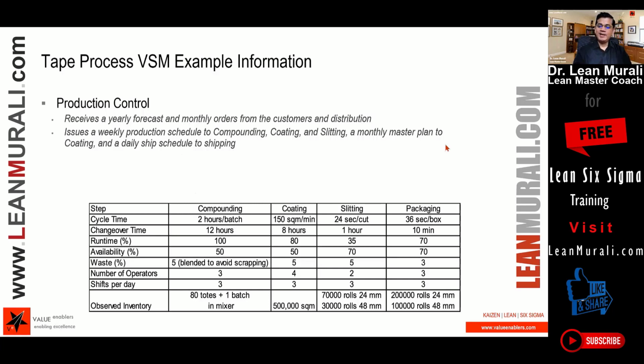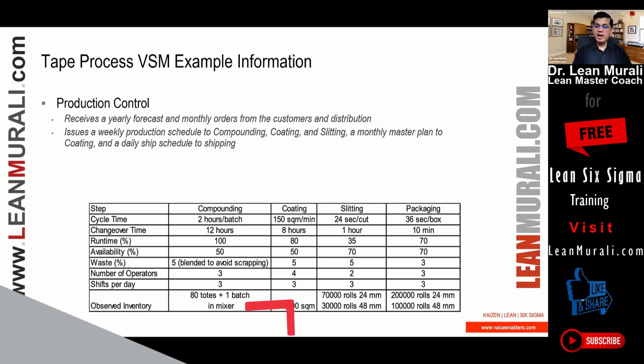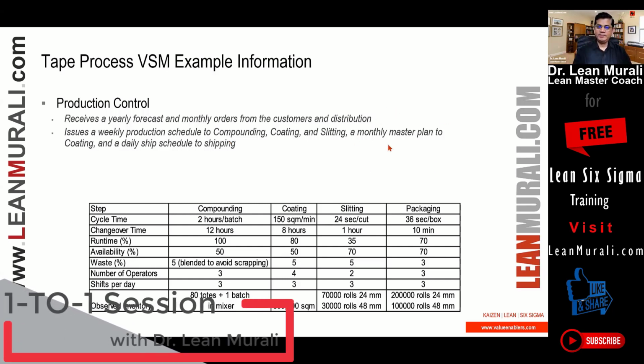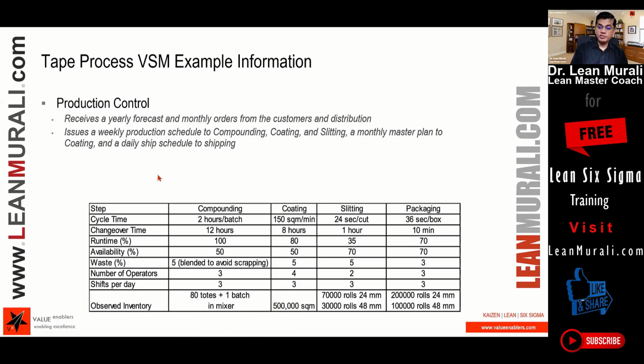Now, those who attended for the first time may not be very clear about this, but those who have already attended the value stream map can mentally map it. It issues a weekly production schedule to each of these, compounding, coating, slitting, and a monthly master plan to coating, apart from the weekly production schedule, and a daily ship schedule to shipping. How many of you are able to mentally put these maps? If you're not, we are going to do it anyway. Once you have seen this, the next batch you attend, it will be crystal clear.